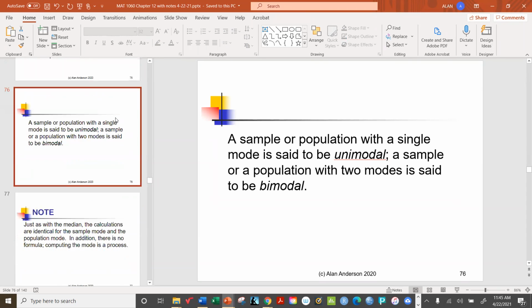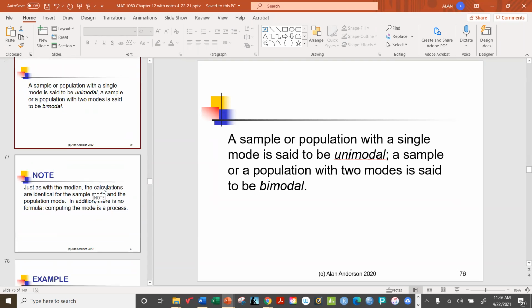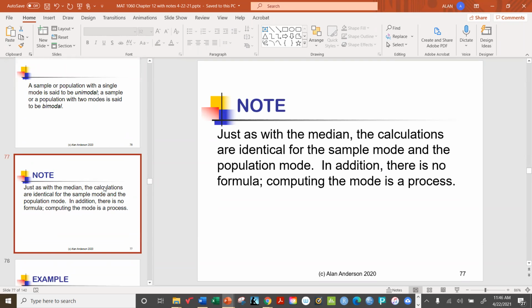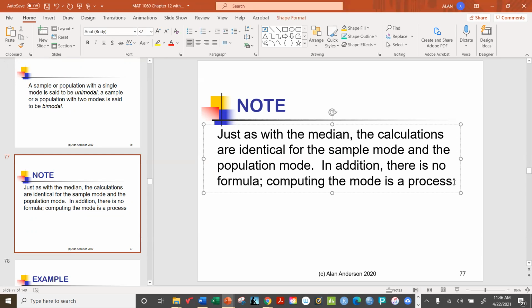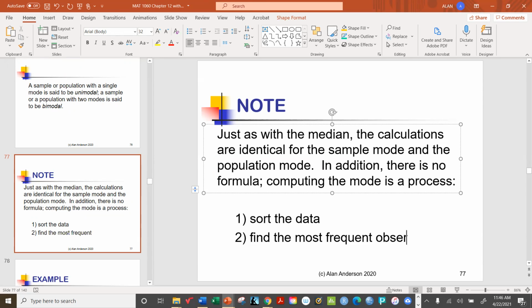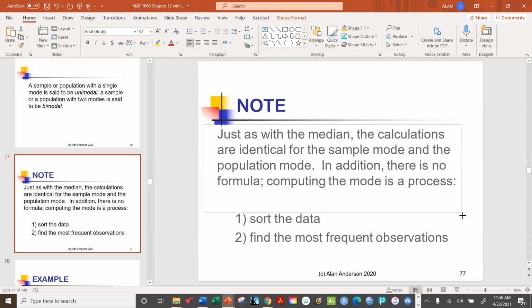Now, I do want to point out here that just like with the median, the calculations are identical for both the sample and population mode. And in addition, there's no formula. Instead, it's simply a process. I might as well add this last part. The process comes in 2 steps. 1, sort the data. 2, find the most frequent observations. That's all there is to it. So there's no formula. It's a process.